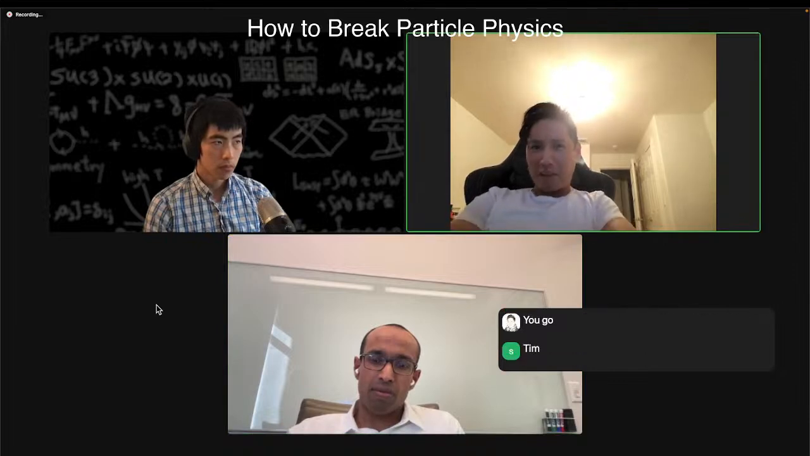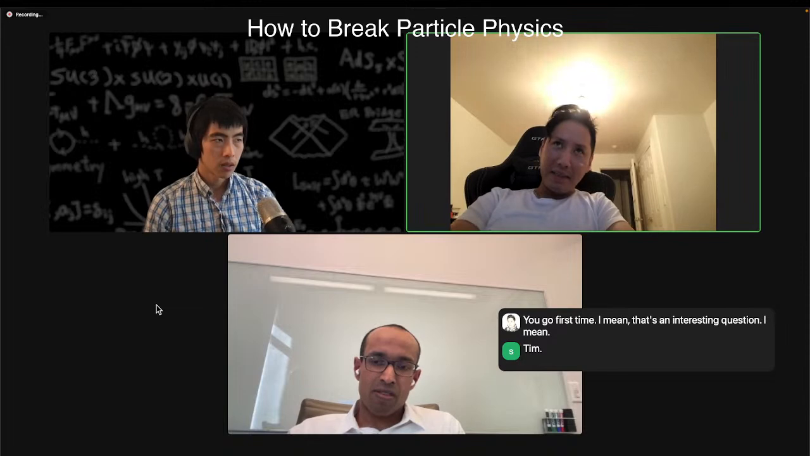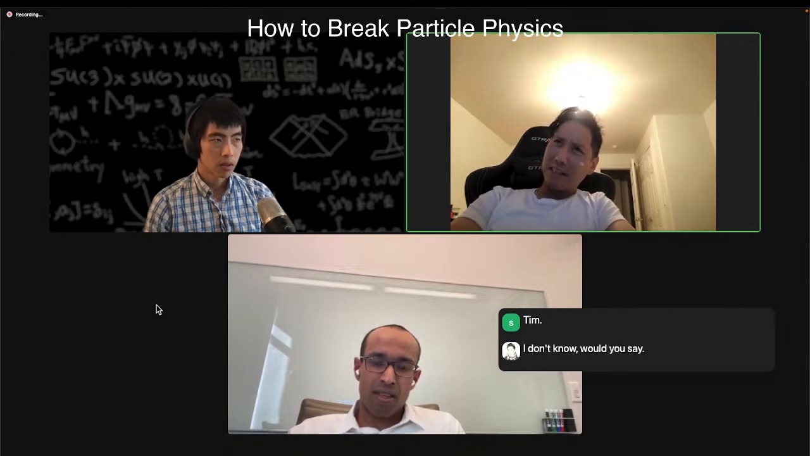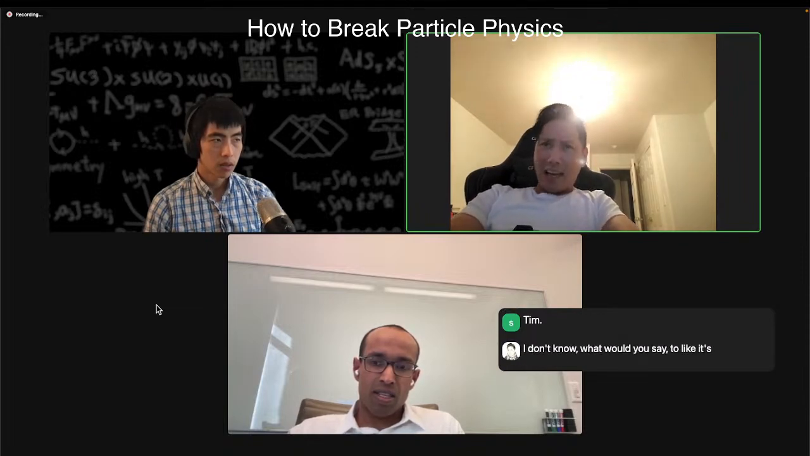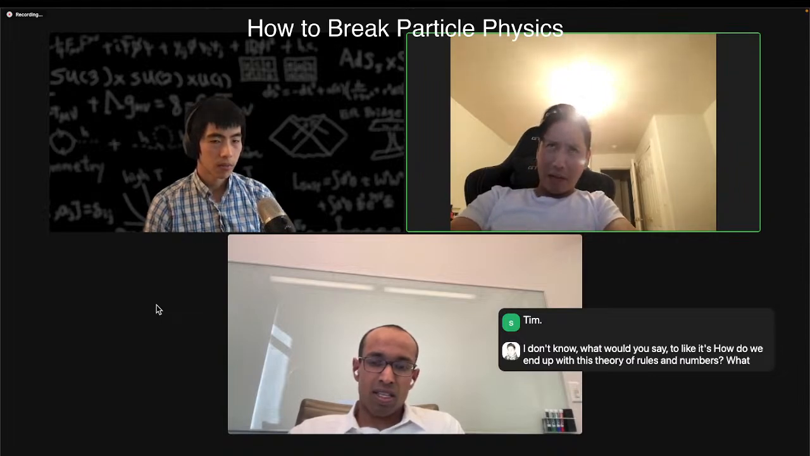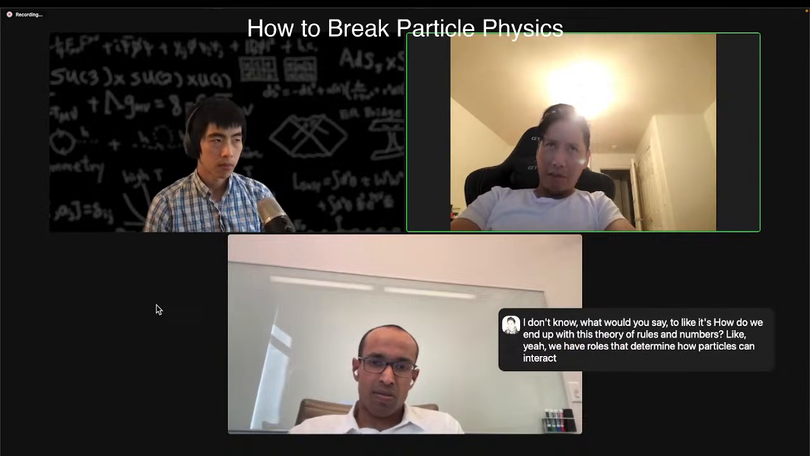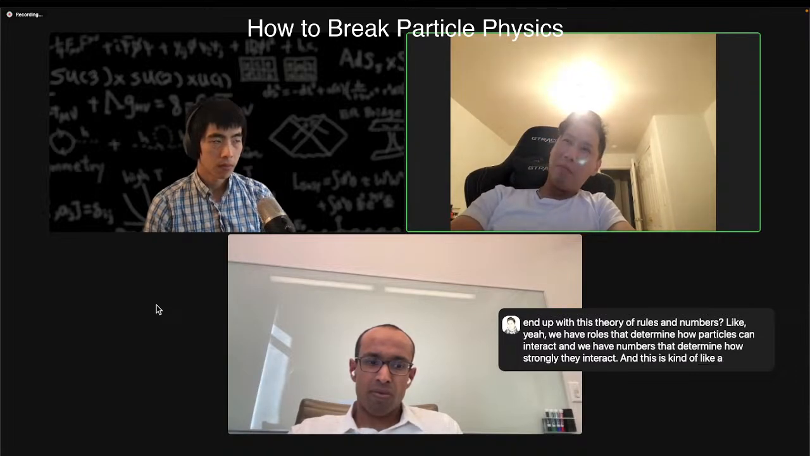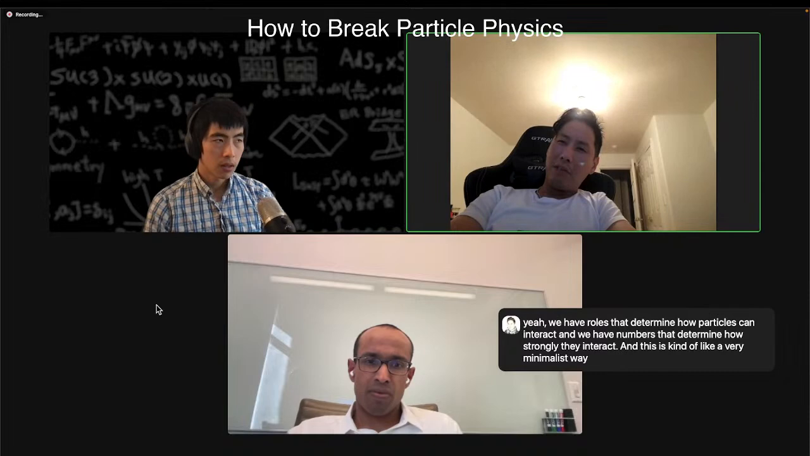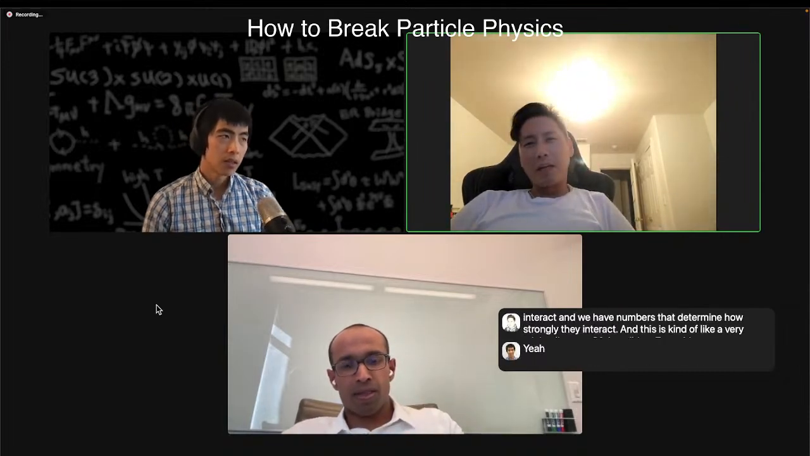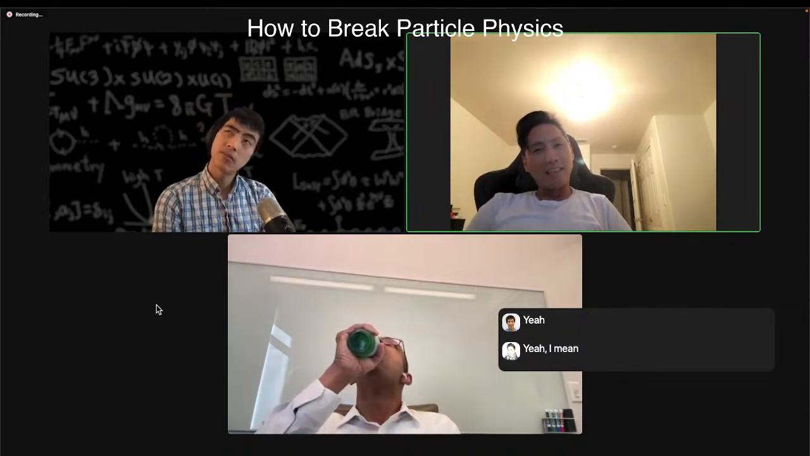You go first. Yeah, that's an interesting question. I don't know, what would you say, Tim? How do we end up with this theory of rules and numbers? We have rules that determine how particles can interact, and numbers that determine how strongly they interact. This is a very minimalist way of describing everything. Did it have to be this way? Is it an accident?